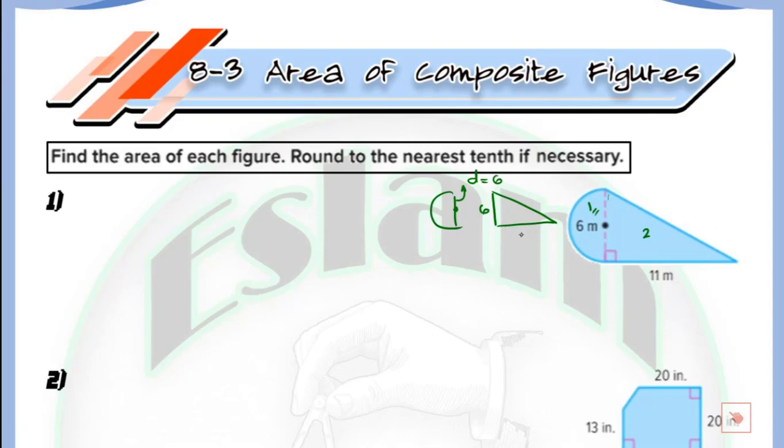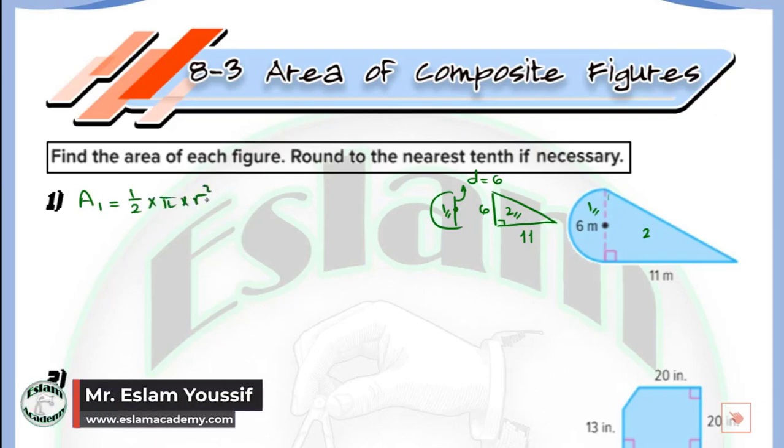The base here will be equal to 11. We have a right angle triangle. So we have area of the shape number 1, area of the shape number 2. Just find them, then add them. So at the first, I will start with the area of number 1. Area of number 1 is area of the semicircle, which equals half times pi times r to the power 2.